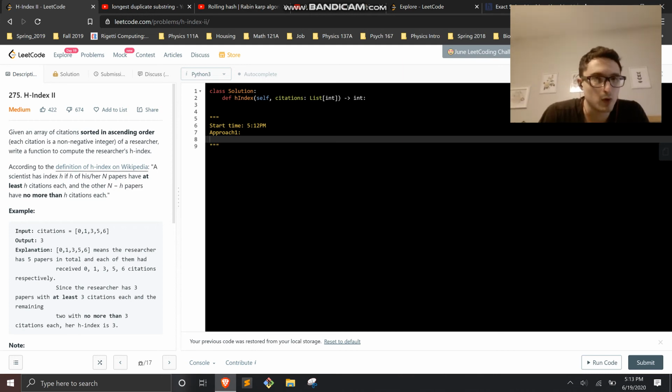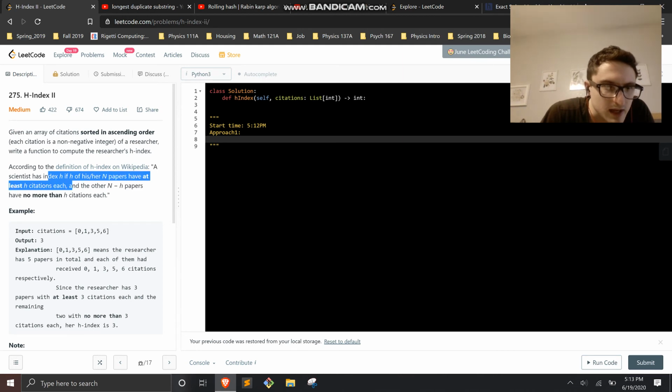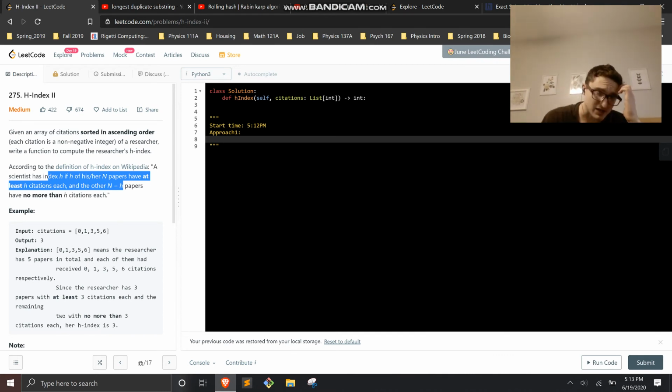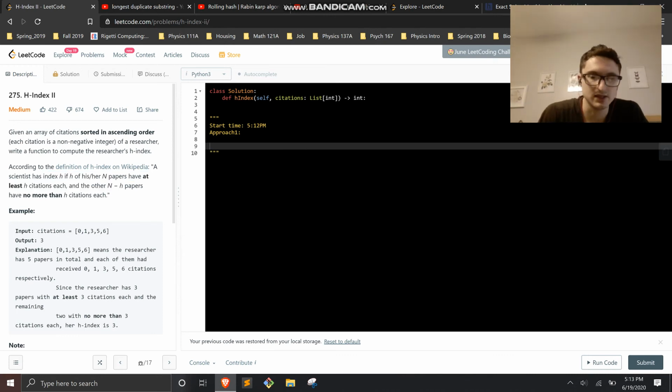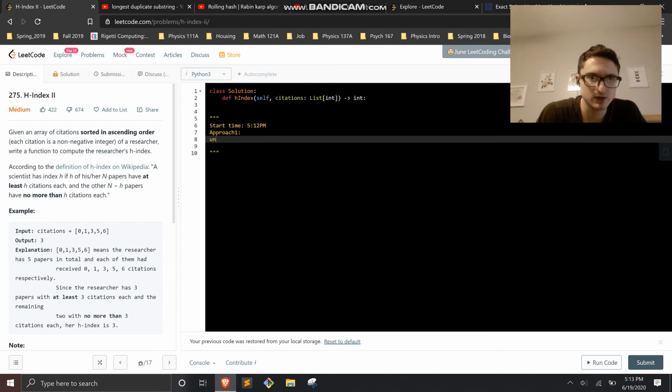According to the definition of h-index on Wikipedia, a scientist has index h if h of his or her n papers have at least h citations each, and the other n minus h papers have no more than h citations each. Whoa, what is this talking about? Okay, let's maybe analyze this. Let's try to understand the h-index.